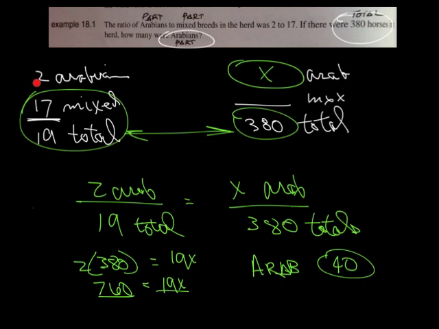So this is my ratio. For every 19 horses total, 2 of them are going to be Arabian, 17 are mixed. If we raise that to 380, 40 of them are going to be Arabians. And then 340 of them will be mixed. Okay, so these fractions are going to equal each other. 2 over 19 equals x over 380. This is just the reduced fraction of 40 over 380. Okay, so that's the way we do proportions in order to solve those. So let's keep going and do one more.